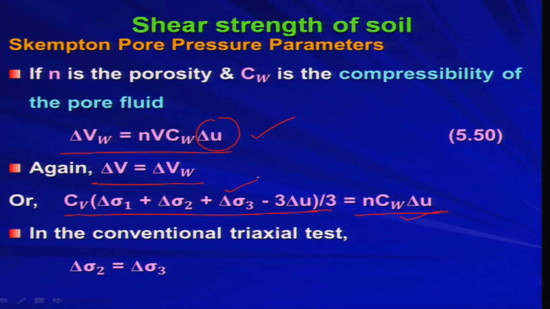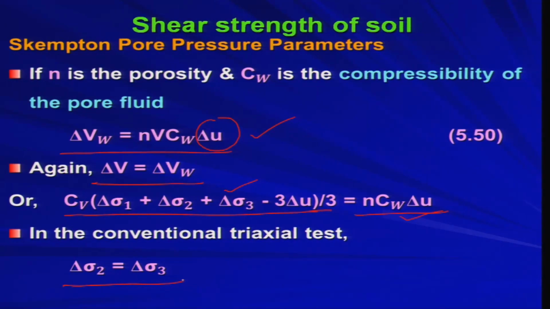So, from this expression I am getting this, and from the previous expression I have got this. In the conventional triaxial stress, this is the relation we have established, agreed. We have established the relation: Cv into (delta sigma 1 plus delta sigma 2 plus delta sigma 3 minus 3 into delta U) divided by 3 is equal to N into Cw into delta U. This is the general relation. Now, in the conventional triaxial test, if you recall, we applied the all round cell pressure, where your delta sigma 2 was equal to delta sigma 3. That means there was no concept of intermediate principal stress; rather, the intermediate and minor principal stresses became the same, right, when we talked about the triaxial test.